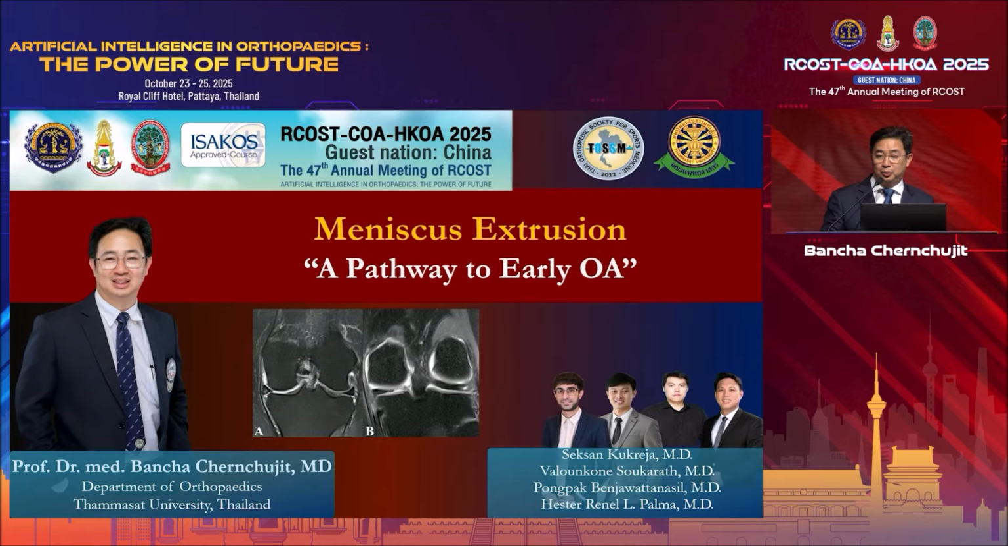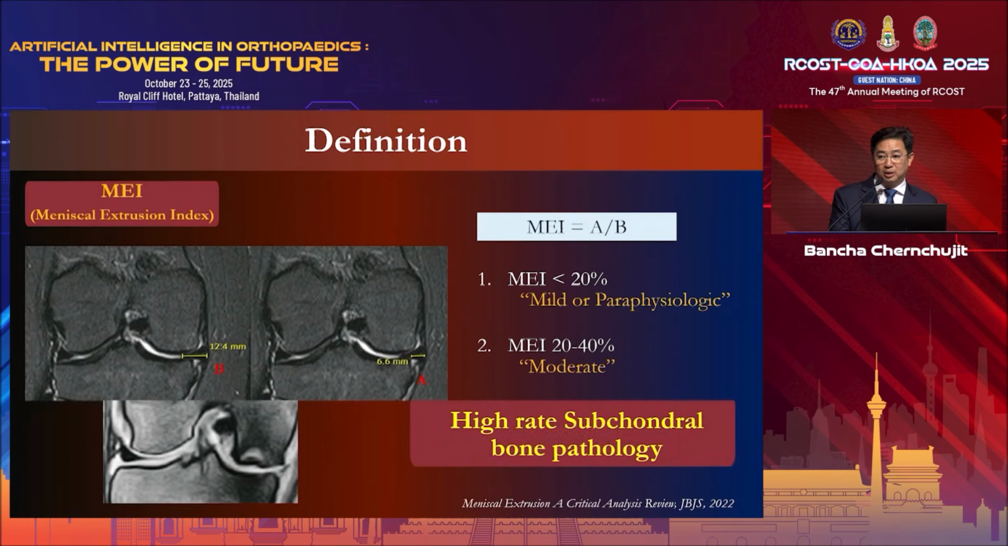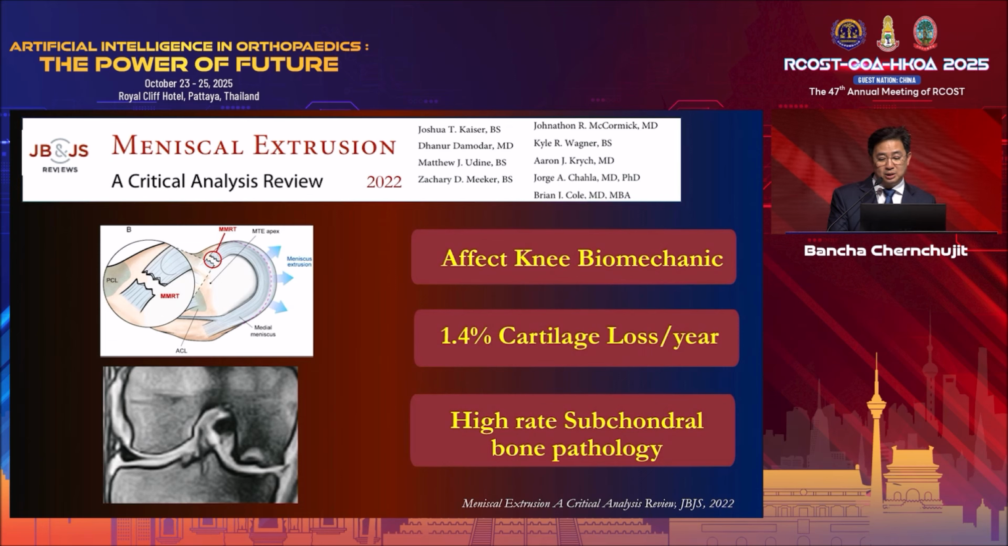Okay, good afternoon. I'm talking about meniscus extrusion, a pathway to early osteoarthritis. The degree of meniscus extrusion, or meniscus extrusion index, can be divided into mild, moderate, and severe: less than 20%, 20 to 40%, and more than 40%. Meniscus extrusion may affect the mechanics of the knee joint.